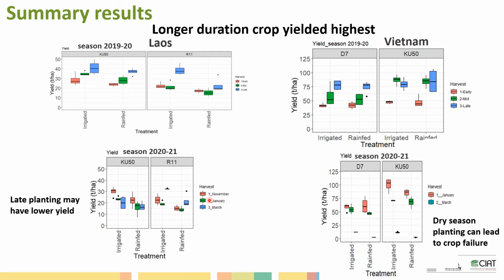And for late planting, we have seen that late planting may have lower yield in Laos. For Vietnam, you can see here that in the dry season planting, it didn't get any yield because the crop establishment was very low.